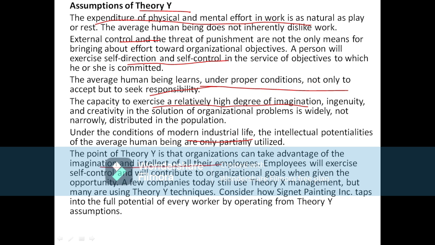So a few companies today still use theory X management, but many of them are using theory Y techniques. Why? Because those people are very motivated. They will have self-control and self-direction. They treat work as playing. So they need not have any control or threat of punishment in order to get work from them. So all this is about McGregor's theory X and theory Y.